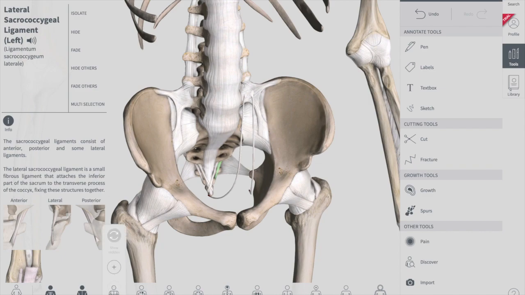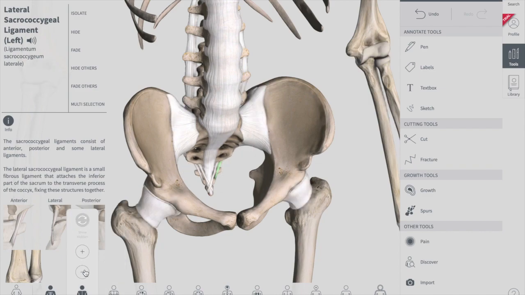And finally, we talk about the attachments of the Coccyx. We know that one of the key functions of the Coccyx is as an attachment point for various structures. Like the gluteus maximus attaches to the coccyx, as does the levator ani muscle, which is a key component of the pelvic floor.